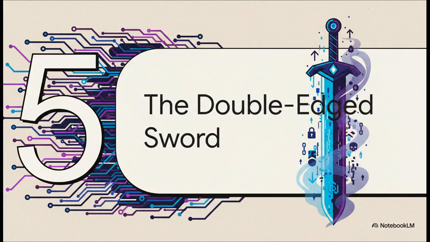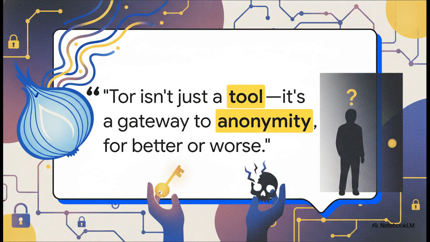So after all that, what's the big takeaway? Well, the dark web itself isn't good or evil. It's the anonymity it provides that's the powerful tool. And like any tool, it can be used to build or to break. It's the perfect example of a double-edged sword. You know, this quote from our source really says it all: Tor isn't just a tool, it's a gateway to anonymity, for better or worse. It's this incredible technology that brings out both the best and the worst in people, creating a space where true freedom and incredible danger live right next door to each other.